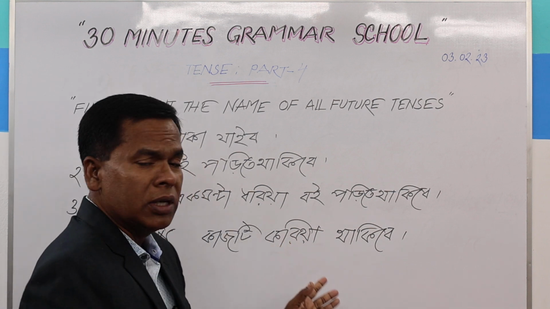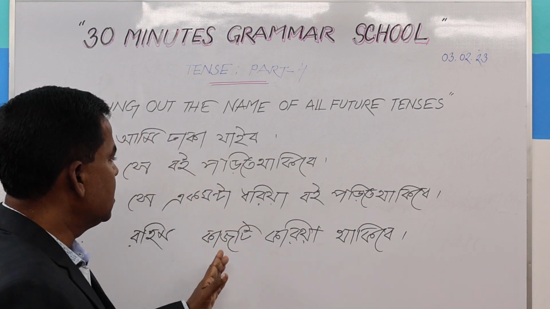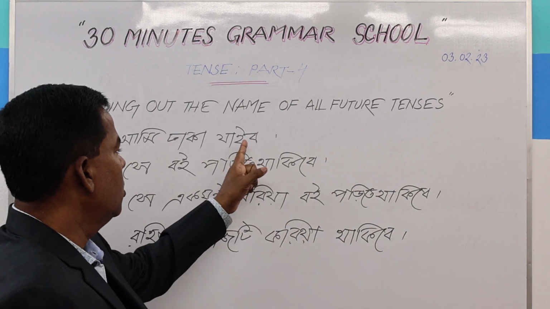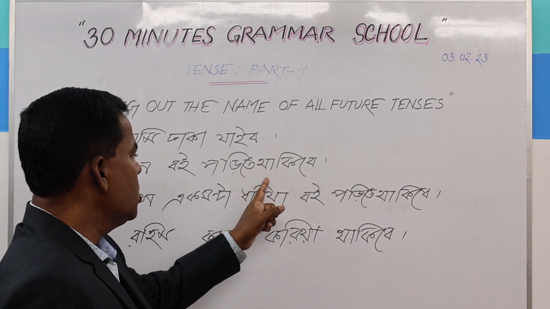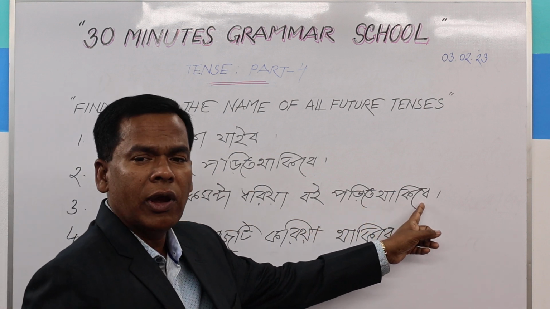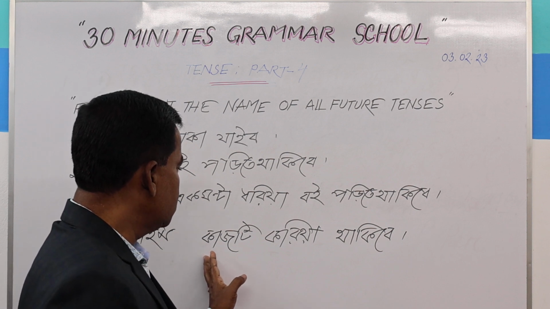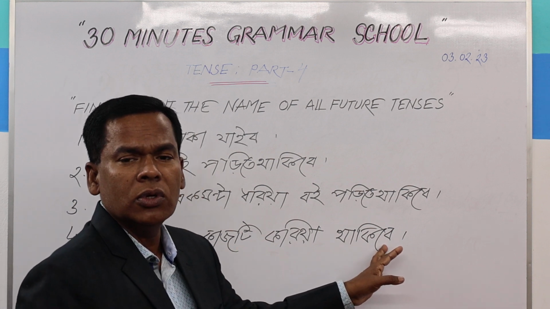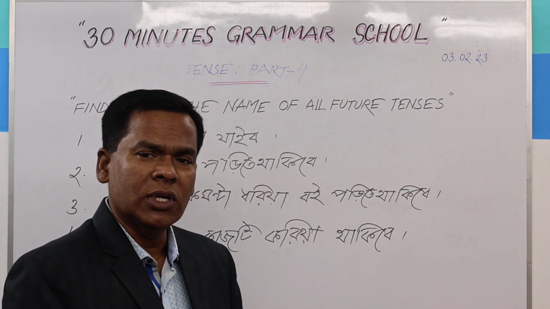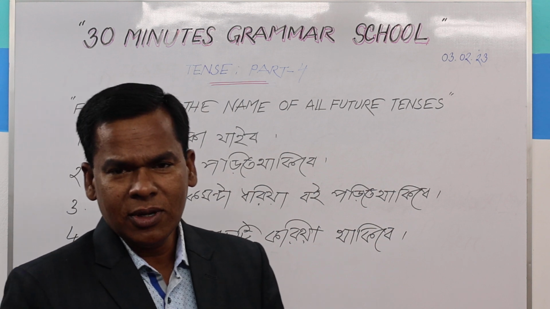Look here, my dear boys and girls. Here there are 4 sentences, and after all the sentences we are finding the Bangla letter bo. Look, jaibo, that means bo. Porite thakibo, that means bo. Here also, porite thakibo. And in the fourth sentence, we are again finding the use of bo. So we can think that all the examples here are of future tense. Correct, boys and girls? Okay, correct. I think you all have understood that.